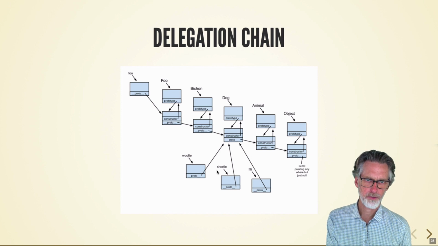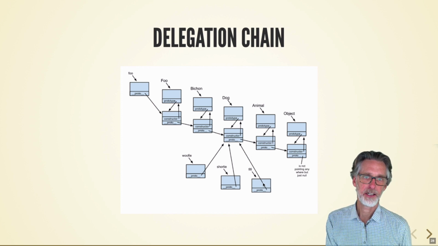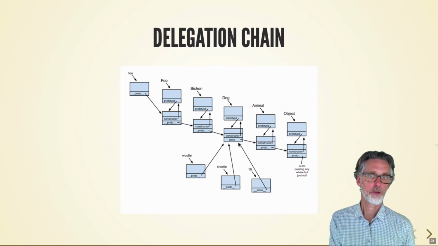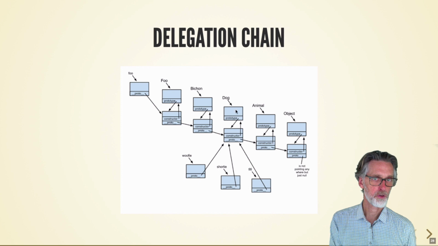So I have 3 doggies here. They are Fifi, Shorty, and Woofy. And Fifi is a dog. So note that she is pointing her prototype to the dog prototype, which is different from the dog function itself. So here's the dog function, which creates dogs. This is the dog prototype object, and Fifi is one of these dogs. You can imagine more specific kinds of things, and we can imagine more general kinds of things. If we just follow the more general chain, Fifi is a dog, which is an animal, which is an object.